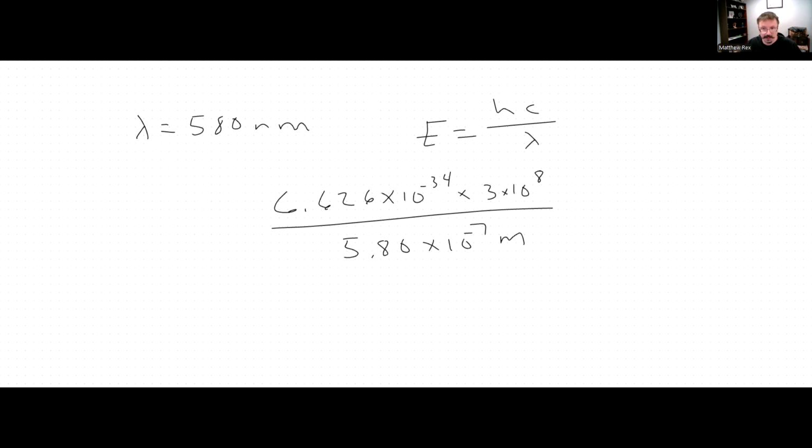And for this one, we get 3.43 times 10 to the negative 19 joules, which is answer choice B for version B. Something else for other versions.